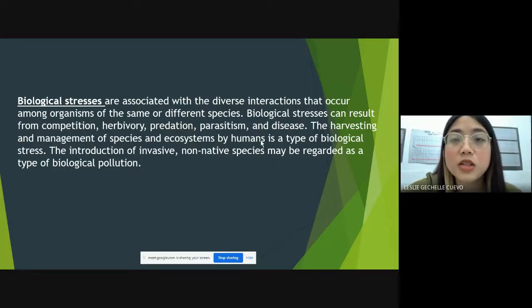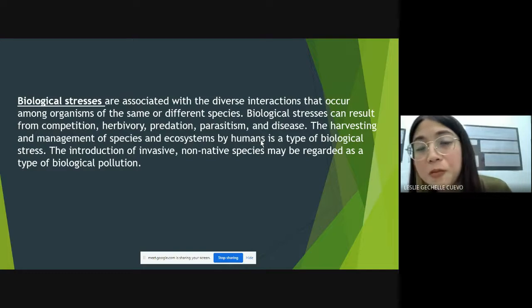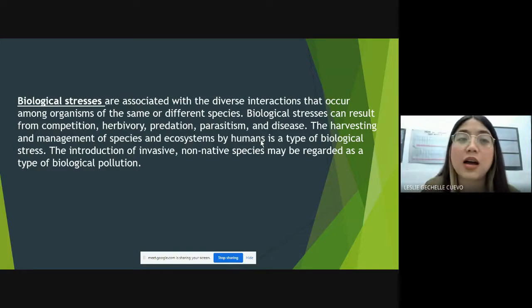So when we say biological stresses, these are related to the members of the ecosystem, yung mga animals, yung mga plants. So kung sila ay nagkakasakit, kung sila ay na-extinct, nagkakaroon ng biological stress.